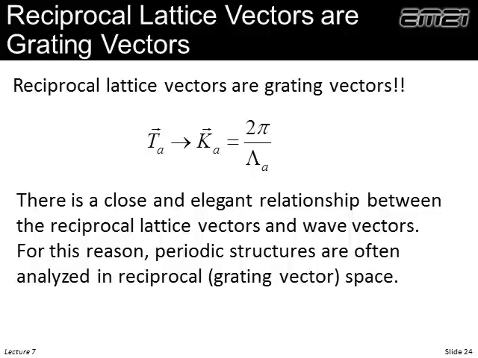Now here's the big realization. When we constructed our reciprocal lattice, we came up with our reciprocal translation vectors, and they were defined as being perpendicular to planes with a magnitude 2 pi divided by the spacing between those planes. That is a grating vector. So in fact, those primitive translation vectors of the reciprocal lattice are grating vectors. And there's such an intimate tie-in there that very often periodic structures are modeled in reciprocal space instead of lattice space, because there's a much more intimate relationship between the grating vectors, wave vectors, and diffraction in those lattices.